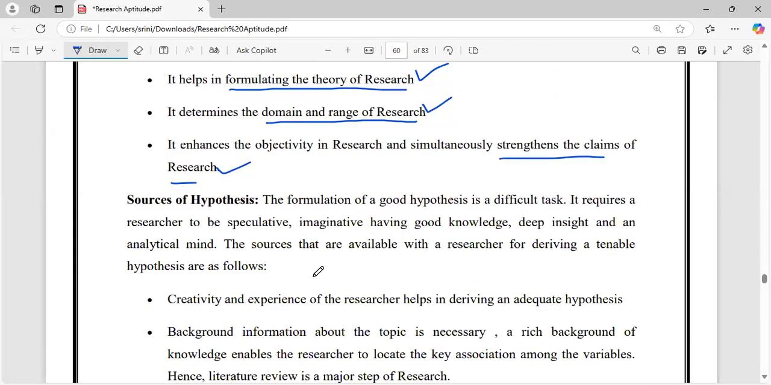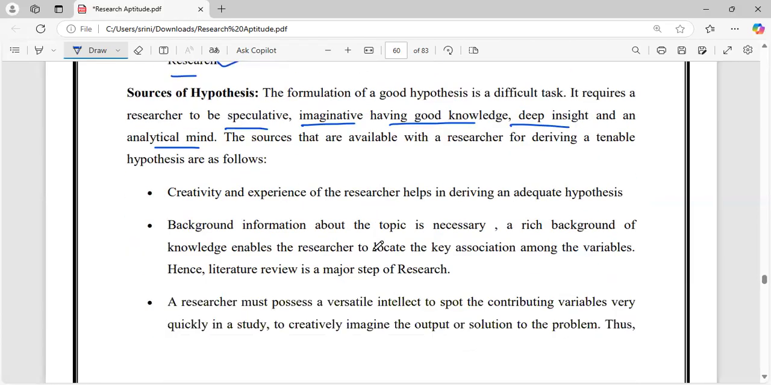What are the sources of the hypothesis? It requires a researcher to be speculative, imaginative, having good knowledge, deep insight, and an analytical mind. The sources available to the researcher for deriving hypotheses: creativity and experience of the researcher help in deriving an adequate hypothesis. Background information about the topic: a rich background of knowledge enables the researcher to find the key association among variables.